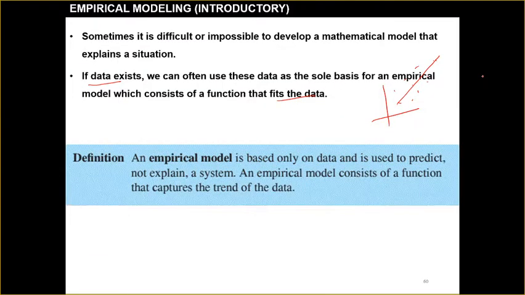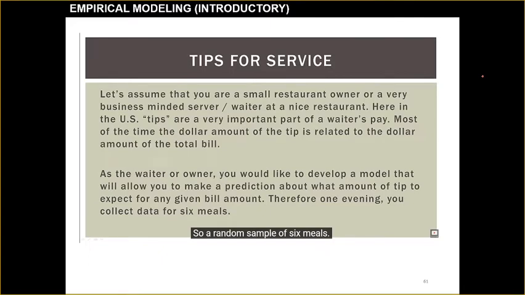I'm taking one example, and this example is taken from several slides available on the internet. It is the model development of tips for service. Tips for service means in a restaurant. Let us assume that you are seated in a small restaurant, or you are the owner of that restaurant, or a business-minded server, the waiter at a nice restaurant. Here you can consider India or the US. This example is taken from the US.